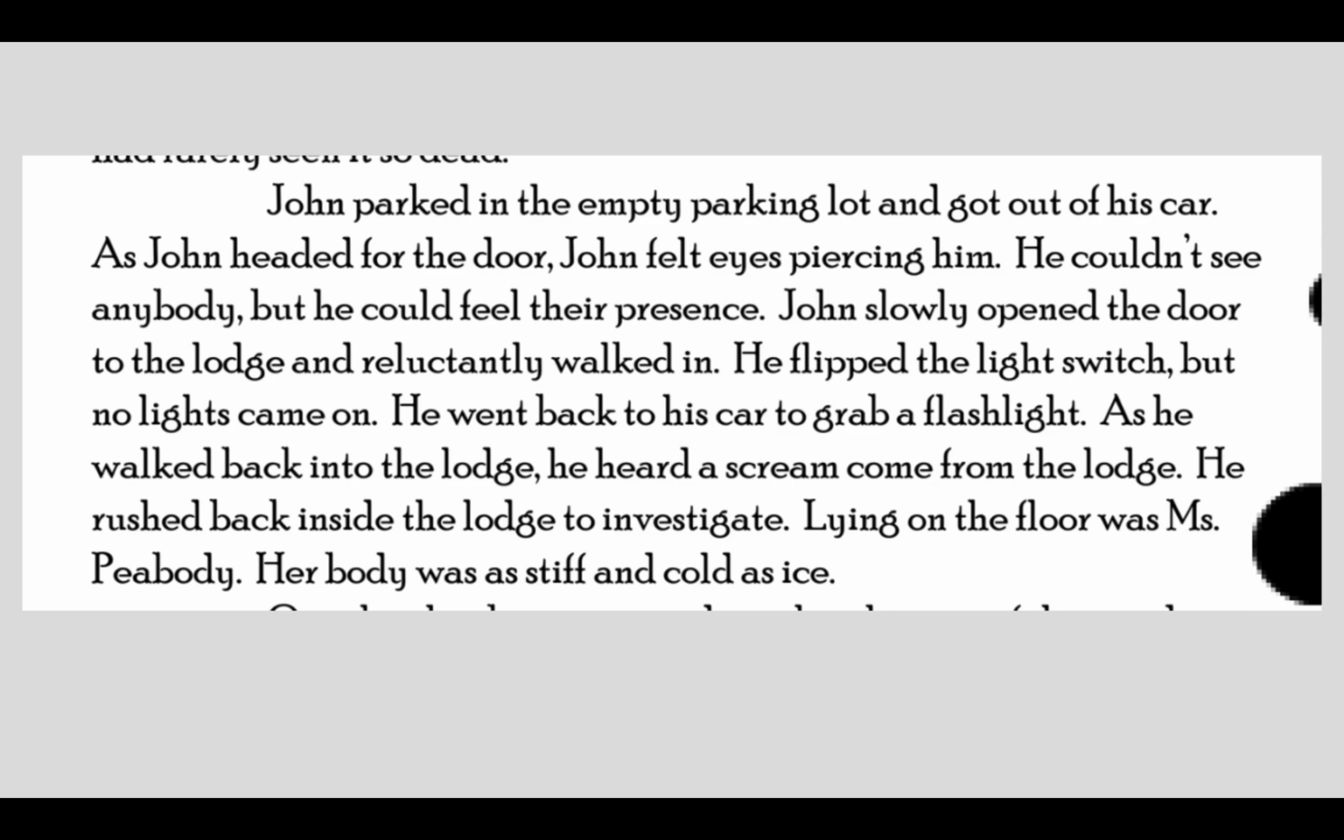So John parked in the empty parking lot and got out of his car. As John headed for the door, John felt eyes piercing him, meaning someone was watching him. He could not see anybody, but he could feel their presence. John slowly opened the door to the lodge and reluctantly walked in, meaning he didn't want to but still went inside. He flipped the light switch, but no lights came on. He went back to his car to grab a flashlight.